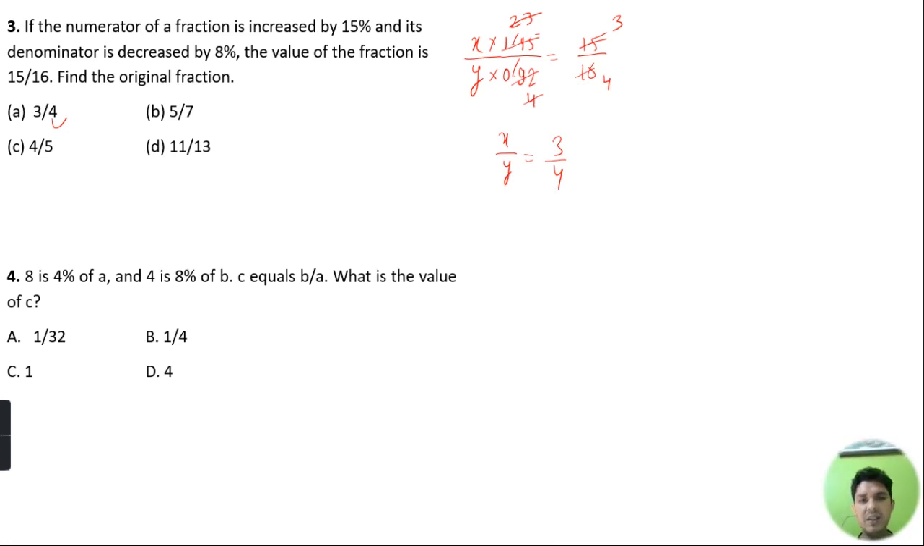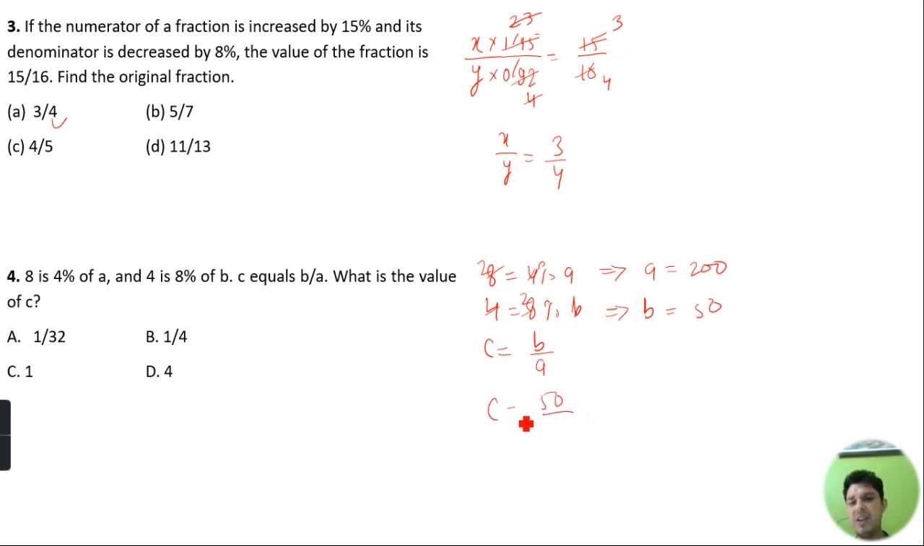Coming to question number 8: 8 is 4% of A, 4 is 8% of B, and C equals B by A, then find the value of C. Students, if we check in this question and find the value of A, the value of A will be 200, and the value of B will definitely be 50. And if we check for the value of C, this will be simply 50 divided by 200, and the value of the fraction will be 1 by 4. That means option number B will be the right option.